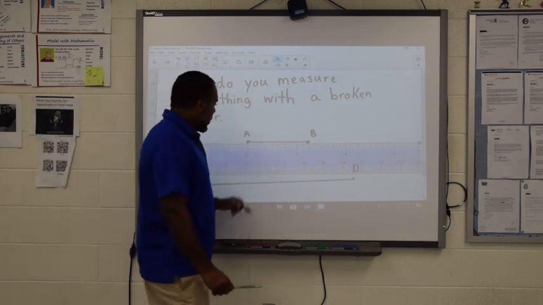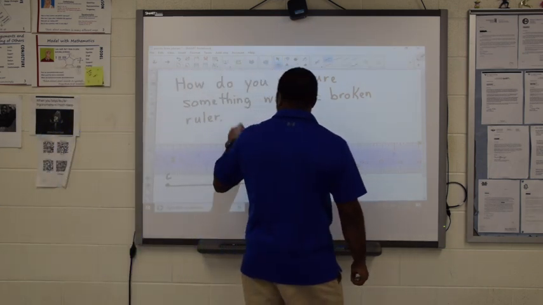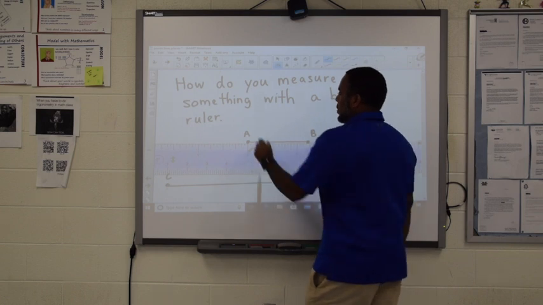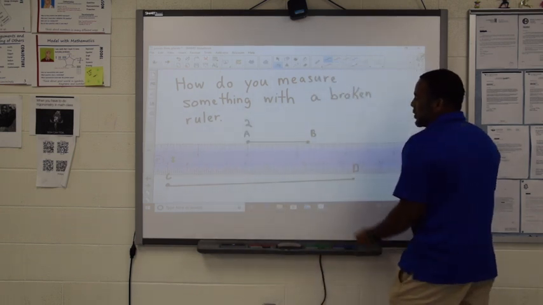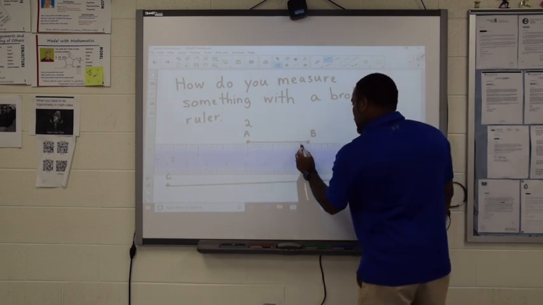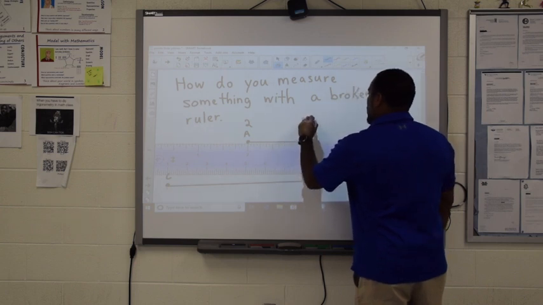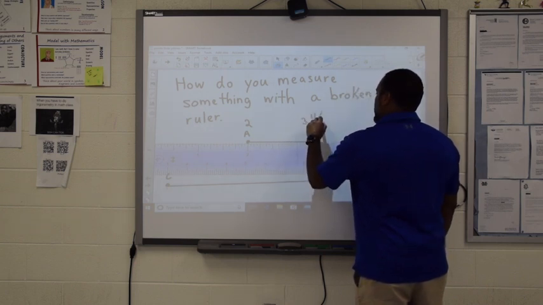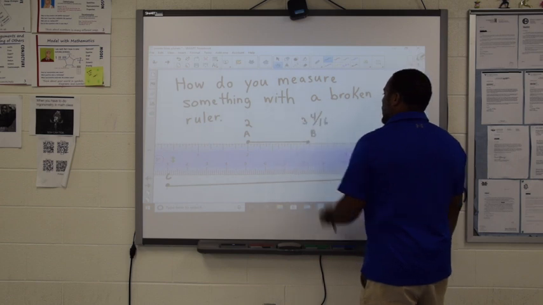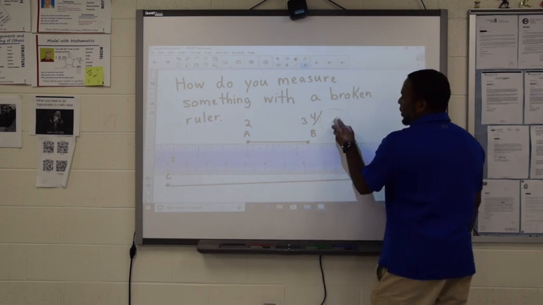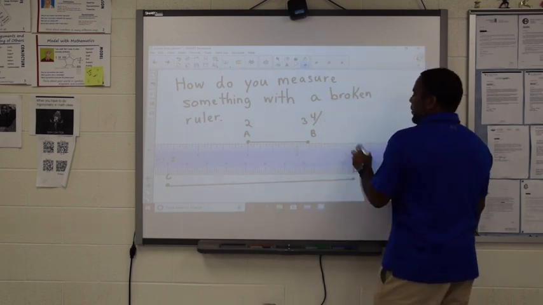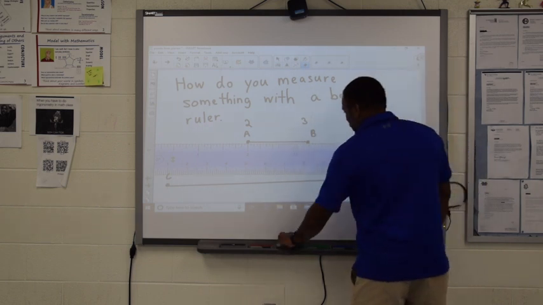And I'm going to say, well, this is at point 2. At 2 inches. Now I'm going to say this is at 3 and 1, 2, 3. We'll call it 4. 3 and 4 out of 16. 3 and 4/16. If I reduce that, 2/8 or 1/4, 3 and 1/4. That's not right. Yes, it is. 3 and 1/4.